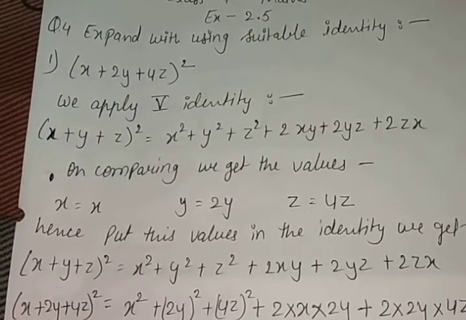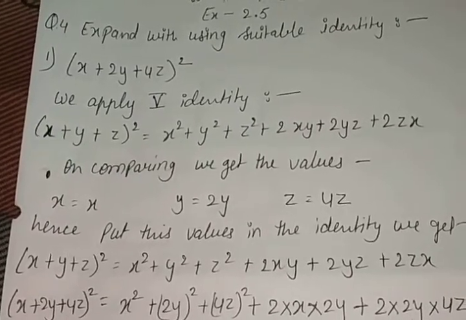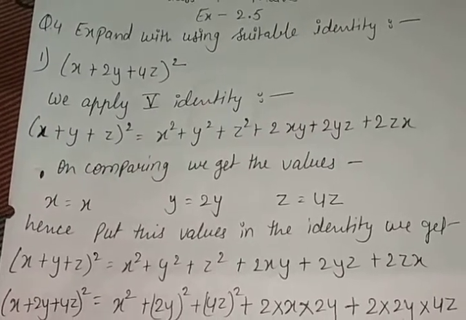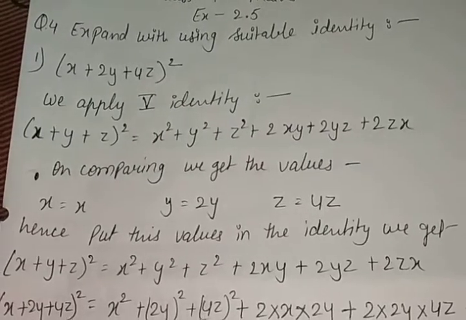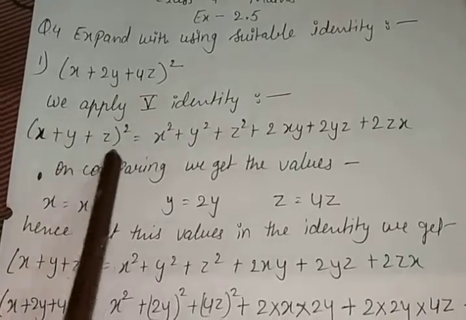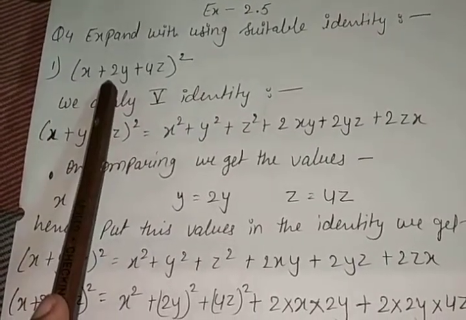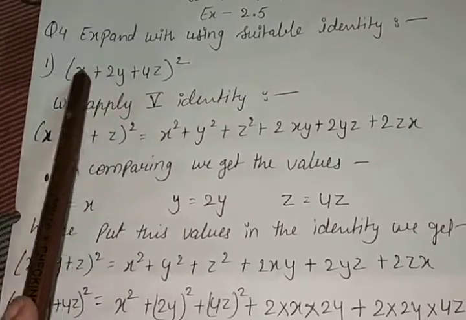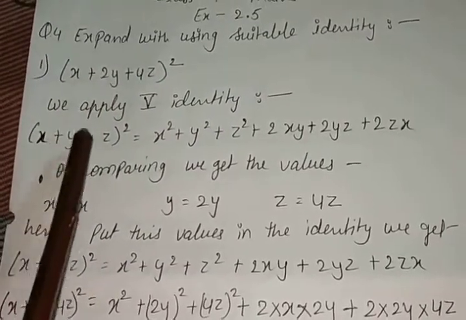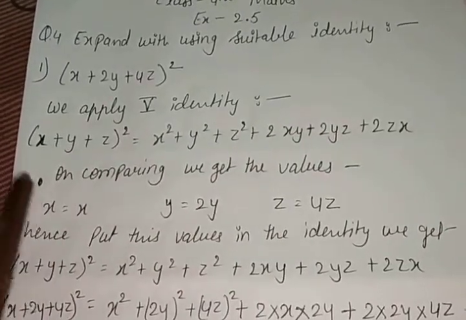The fifth identity is (x plus y plus z) whole square is equal to x square plus y square plus z square plus 2xy plus 2yz plus 2zx. If we compare this LHS part to our given polynomial, then we have to find the values of x, y and z respectively. So on comparing, we will get the values.